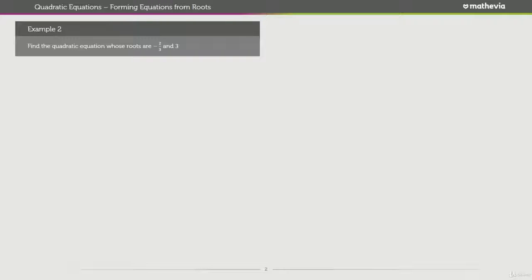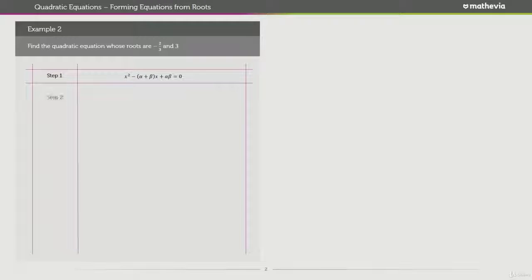Example 2 says find the quadratic equation whose roots are minus 2 over 3 and 3. Following the same process, we have x squared minus (alpha plus beta)x plus alpha beta equals 0. In this case alpha is minus 2 over 3 and beta is 3. We put that into our equation and we have x squared minus (minus 2 over 3 plus 3)x plus (minus 2 over 3 times 3) equals 0. And then basically we have x squared minus 7 over 3 x minus 2 equals 0.